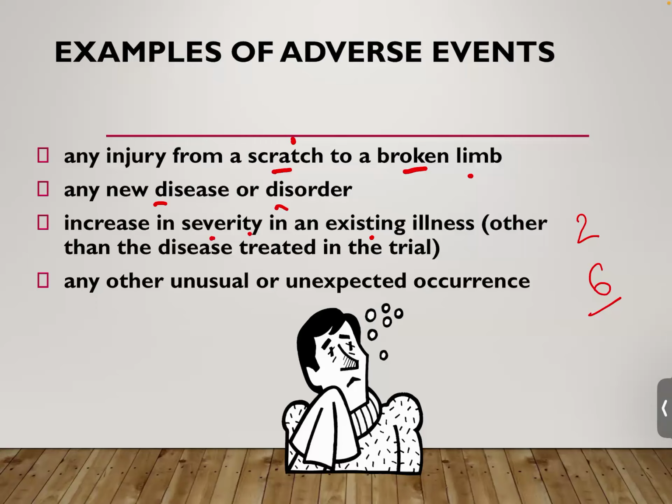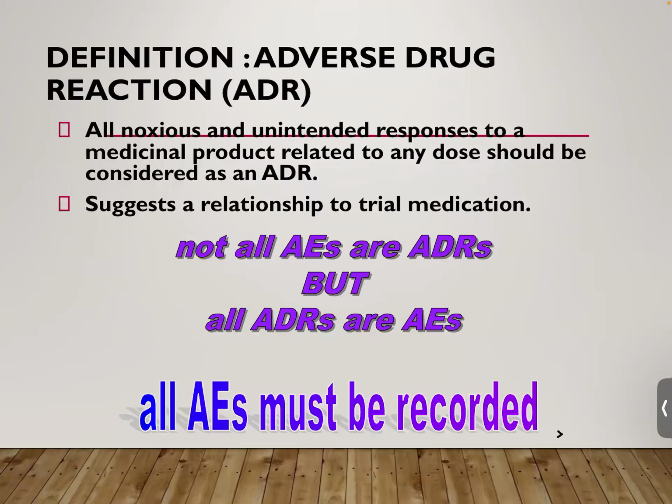Hypertension already, but it increased. Unusual, unexpected occurrence. Now, this is important. Adverse drug reaction. An easy way I always tell students to remember: in an adverse event, there is no drug. In an adverse drug reaction, there is a drug. That means it may have a causal relationship with the drug. It may be because of a drug.